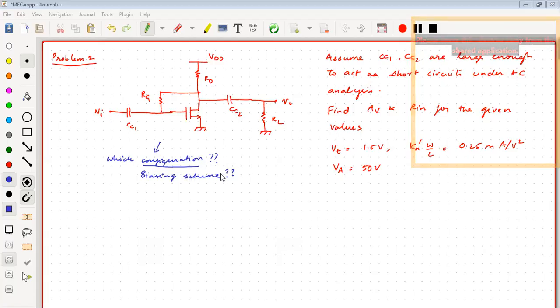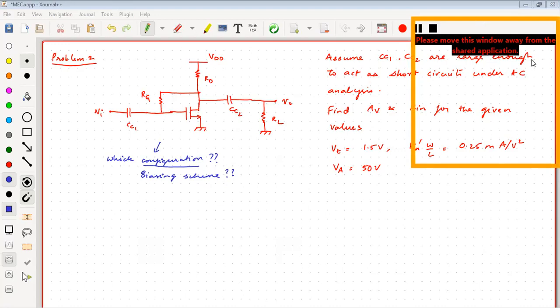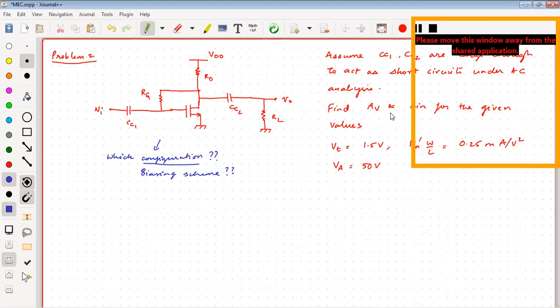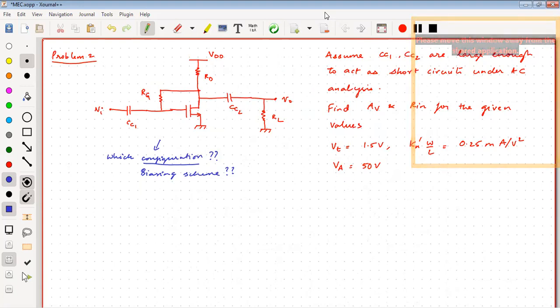Right. So in this first problem, which biasing scheme is this? We already discussed this. Feedback, correct. Which is being fed back here? RG, the feedback resistor. Yes, RG is your feedback resistor.